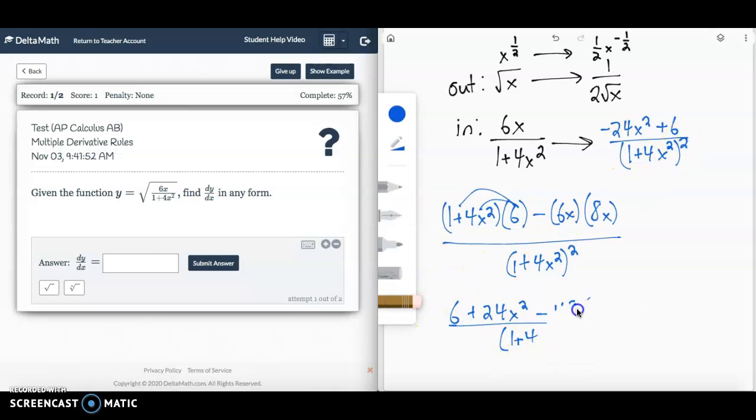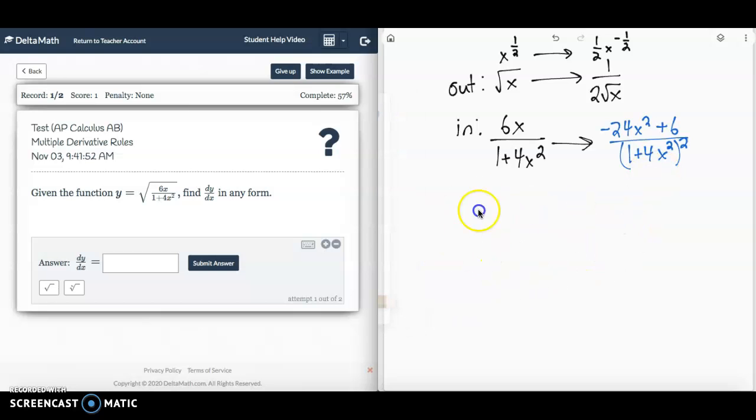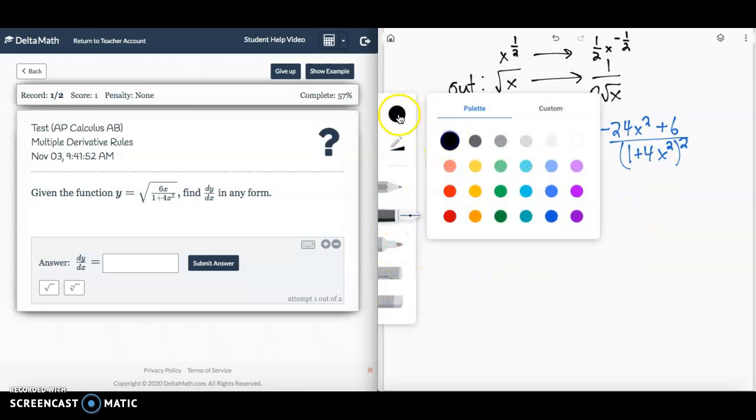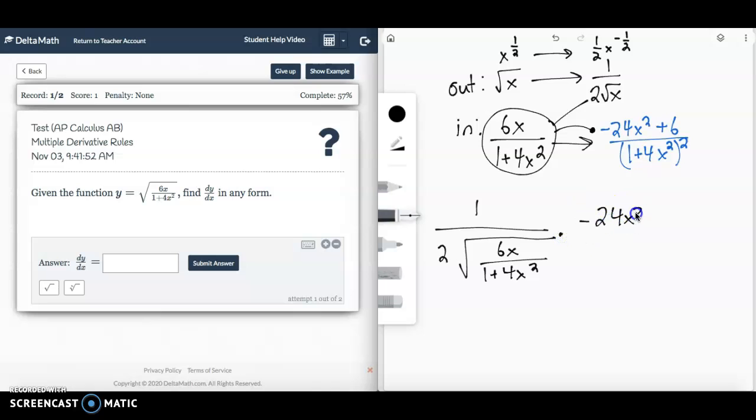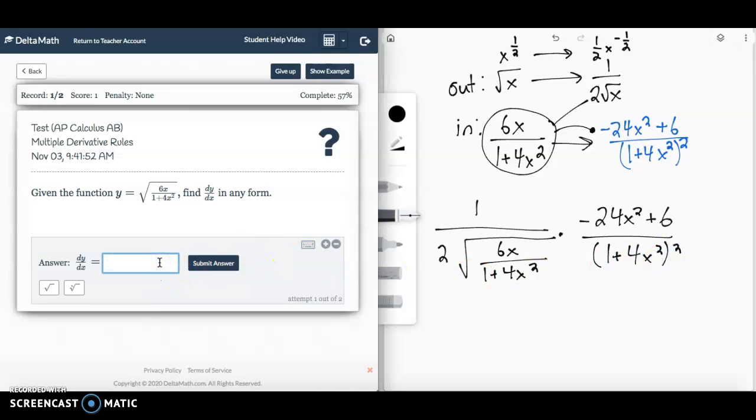All right. So I used my quotient rule to find that. Now I'm going to finish my chain rule and then we'll see if we can type it all in. So derivative of the outside, keep my inside the same, times the derivative of the inside. So 1 over 2 times the square root of 6x over 1 plus 4x squared, all times negative 24x squared plus 6 over 1 plus 4x squared. And it says it'll take it in any form, so let's see.